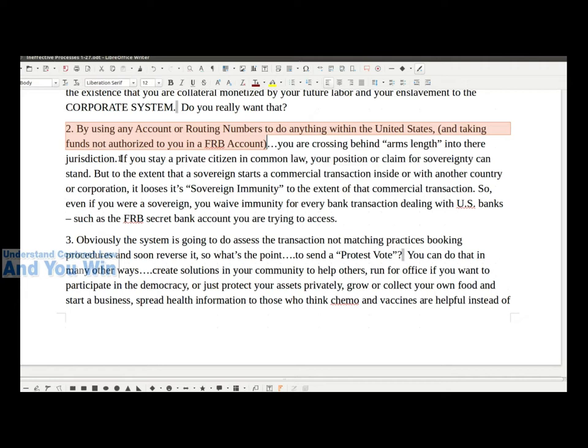But to the extent that a sovereign starts commercial transactions beyond minimum contacts inside or within another country, government, or corporation, you lose your sovereign immunity to the extent of those commercial transactions. So even if you were a sovereign, you waive your immunity for every bank transaction dealing with U.S. banks, such as the Federal Reserve Bank, what you believe is a secret bank account that you're trying to access. So you're removing your status as a sovereign to the extent of the commercial transaction. Overall, if you go beyond minimum contacts, you're no longer a sovereign.